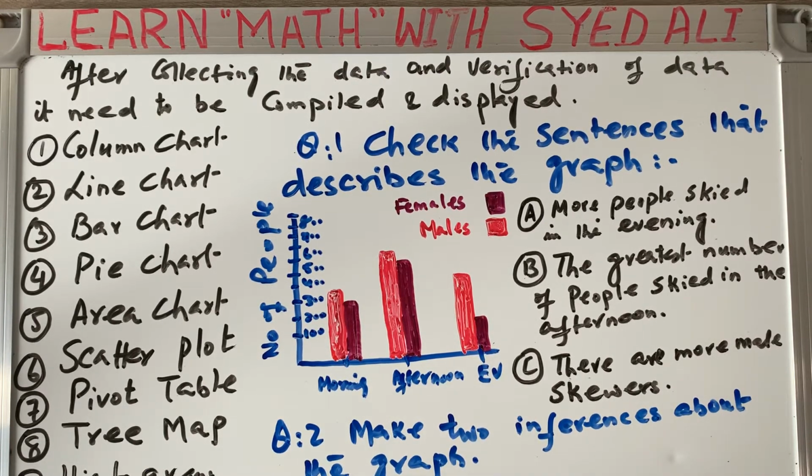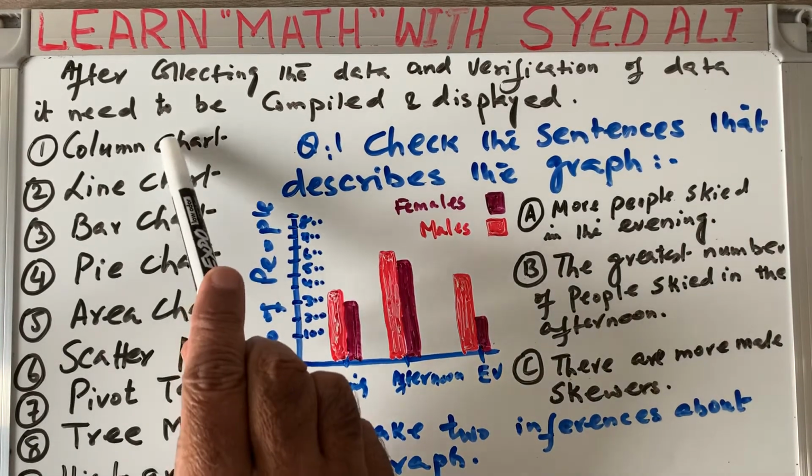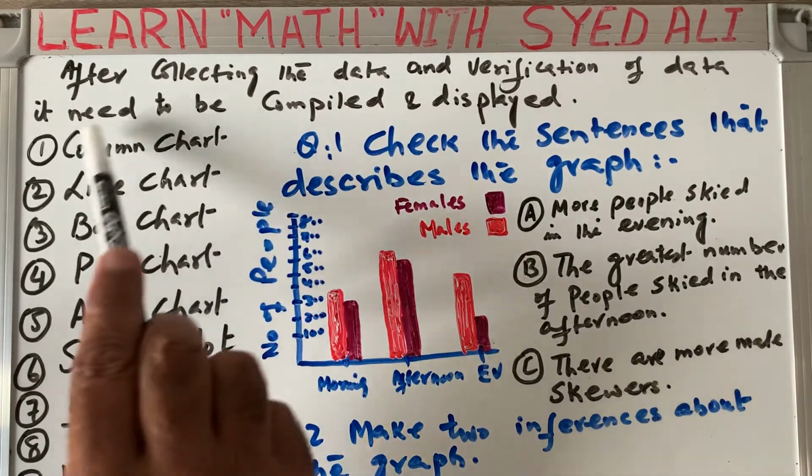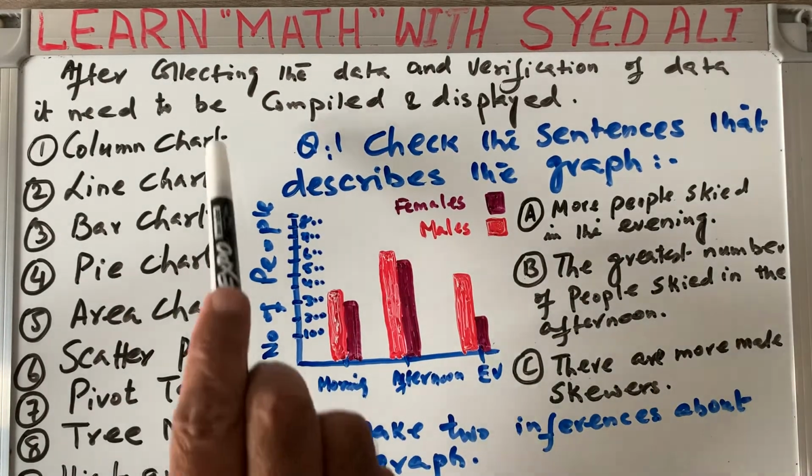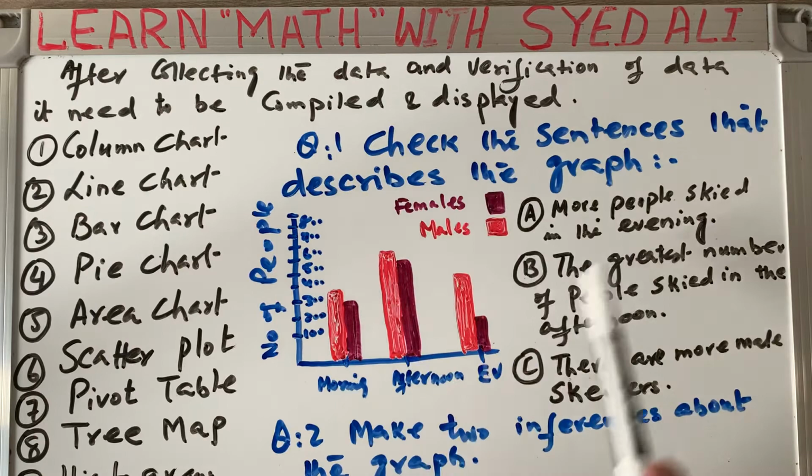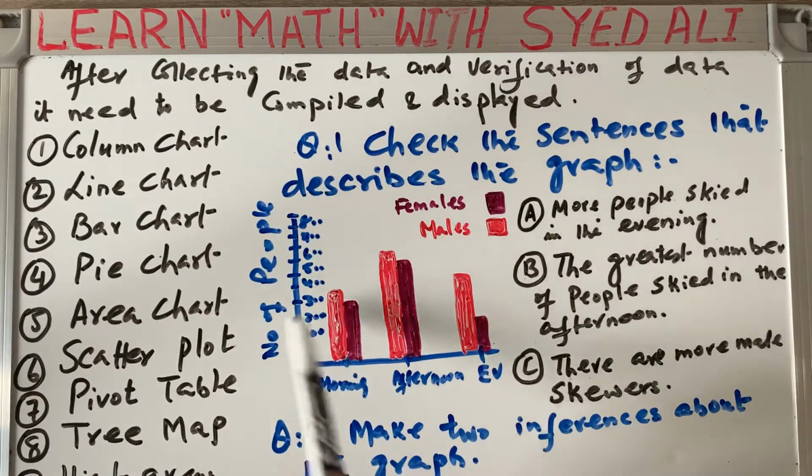We need to interpolate or extrapolate. So we need to make the inferences, right? So we have to do whatever we need to do with the data, but after collecting the data and verification, we need to compile it. There are several ways of compiling the data. So we will have some name here, and you will see in this exercise also that we will display the data in some form and then ask questions, right? So there are few ways.